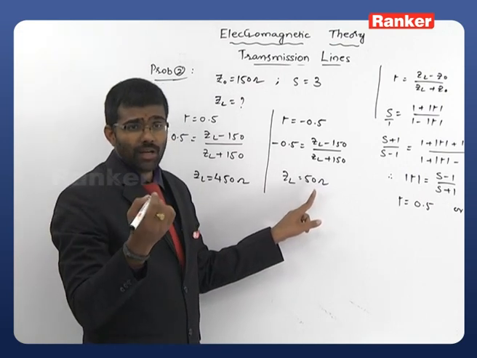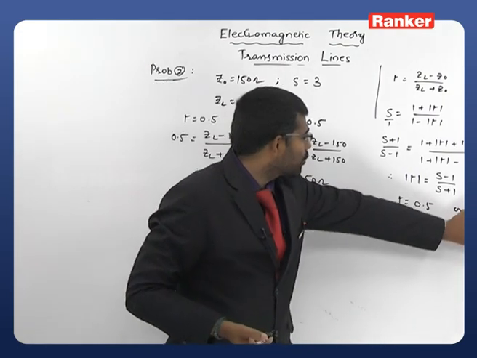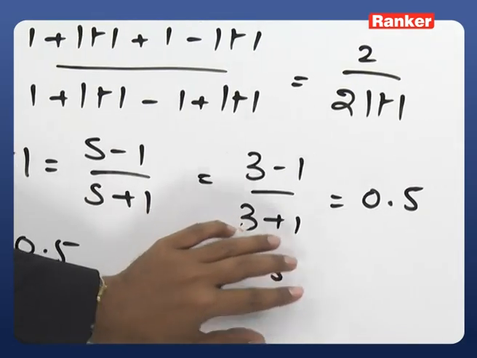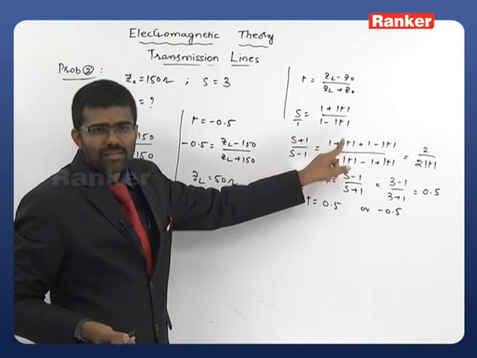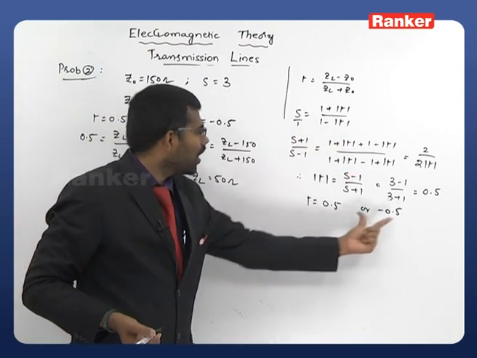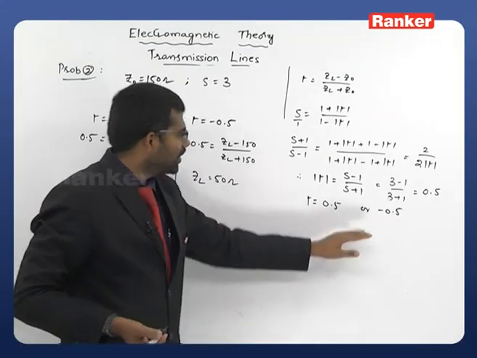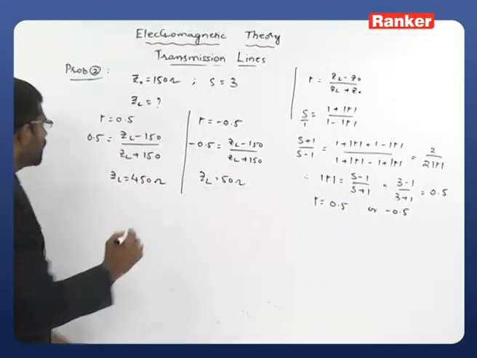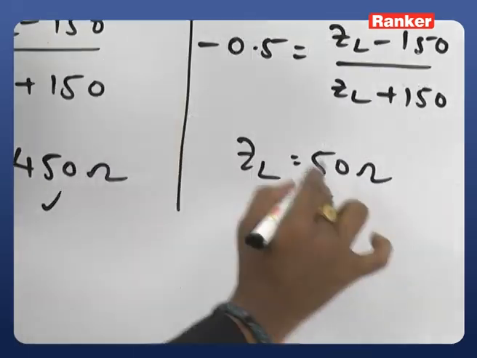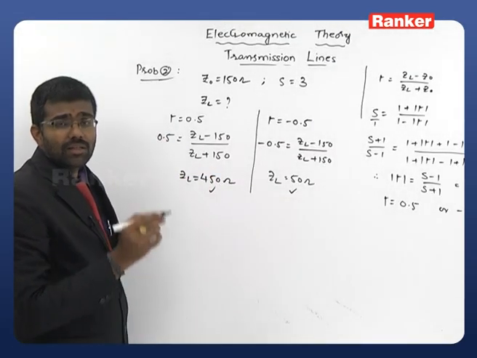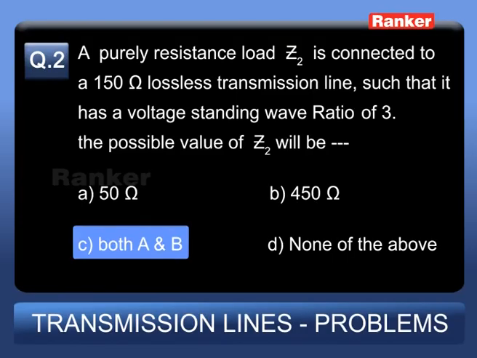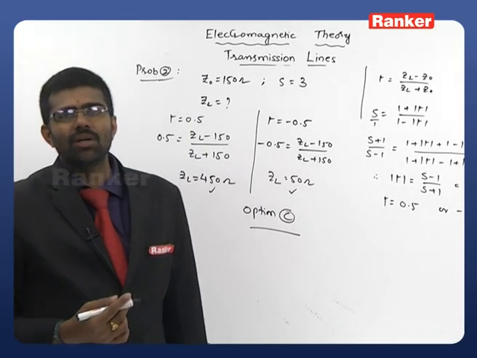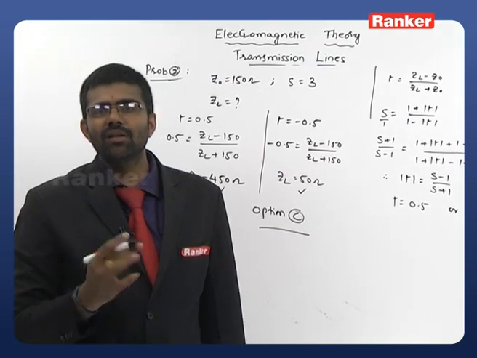Most of you may make a simple mistake: you will consider only the positive value. But clearly remember that this is the magnitude that we are considering for the calculation of S. Since it is a magnitude, the gamma may be either positive or negative. Most of you may think only of the positive value and get that answer, but this is also a possible value of ZL. That is options A and B, so both A and B, given in option C, is the right answer. This is a simple problem using ZL, Z0, gamma and S.